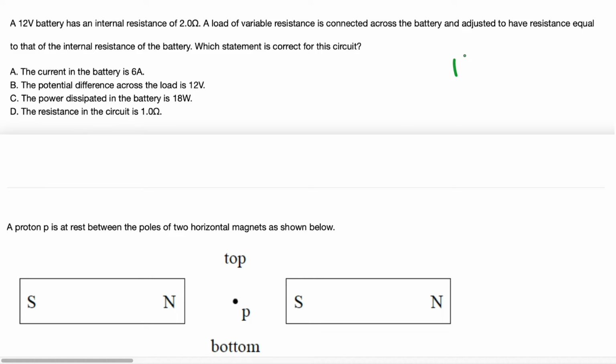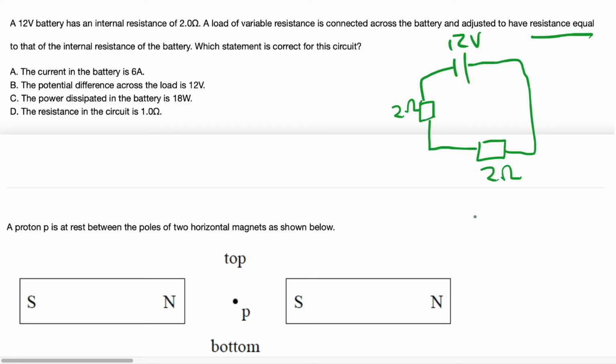I recommend to draw a diagram. So here you have a 12 volt battery, which has an internal resistance of 2 ohm. A load of variable resistance is connected across the battery and has resistance equal to the internal resistance. Here is another resistor which also has a resistance of 2 ohm. And the first one says the current in the battery is equal to 6 ampere. So current is equal to electromotive force divided by resistance. And here it's going to be equal to 12 volt divided by the sum of resistance, which is 2 plus 2, equal to 4.